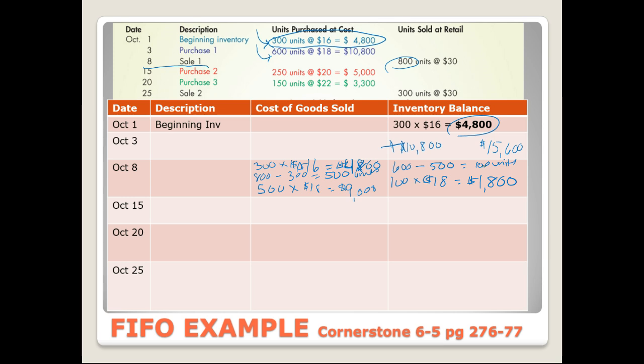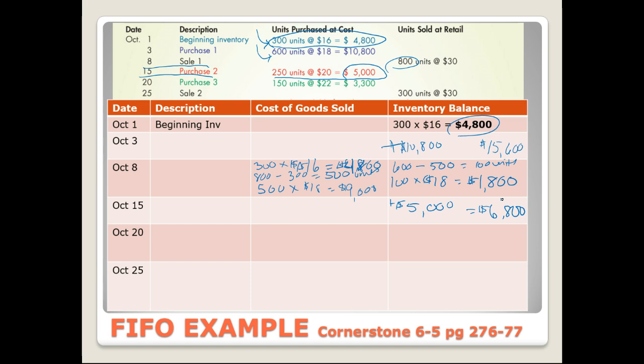On October 15th, there was a second purchase. We bought some more. In fact, we bought 250 units at $20 a unit, so we added $5,000 of value to our inventory. We just debited inventory for $5,000, so if we initially had $1,800 plus $5,000, we're now at $6,800 of goods available for sale.